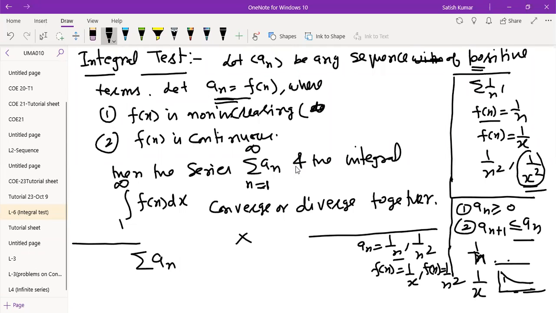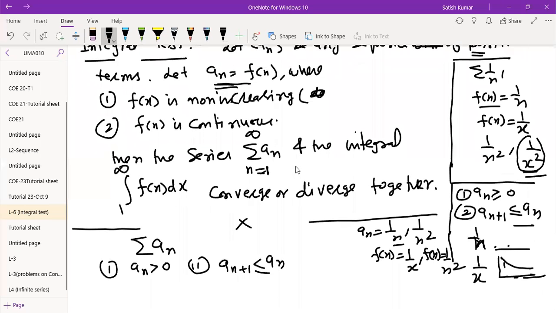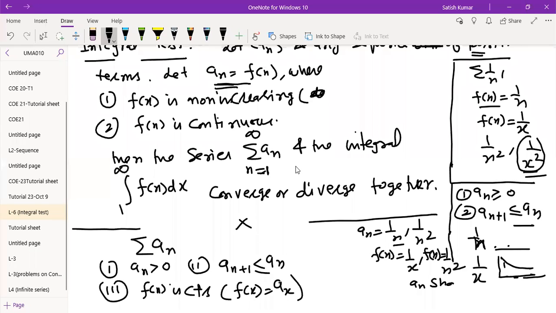Now what this result is saying: number one, a_n is positive, a_n is greater than 0. Number two, a_(n+1) is less than or equal to a_n. So the first condition is for positiveness, the second condition is for decreasingness, and third, we cannot say that a_n should be continuous because a_n itself says 1, 2, 3. So for the a_n you gave a functional look, f(x). Then f(x) is continuous. And what is f(x)? f(x) is a(x). So f(x) is continuous for all x greater than or equal to 1.